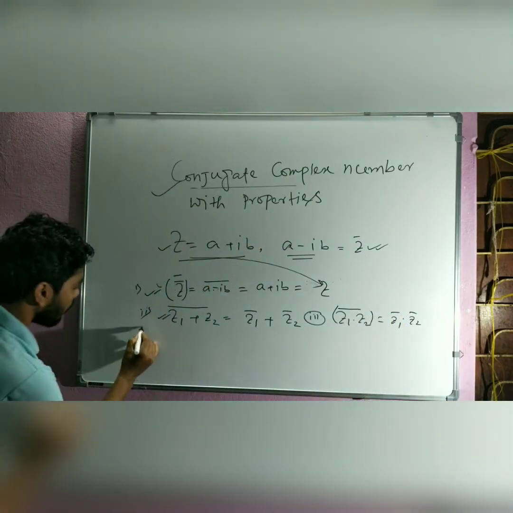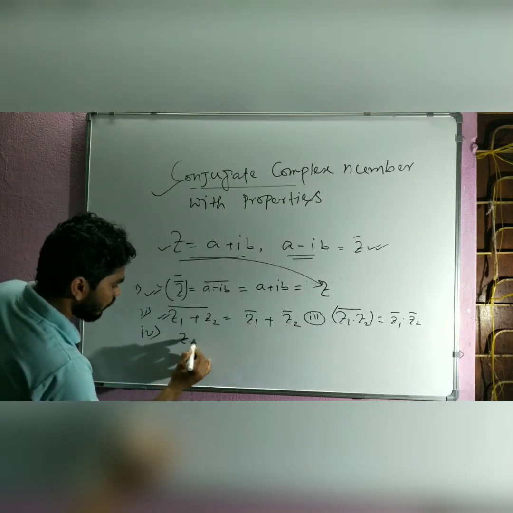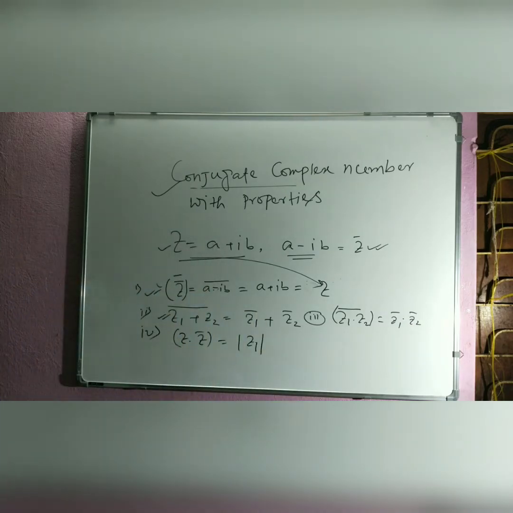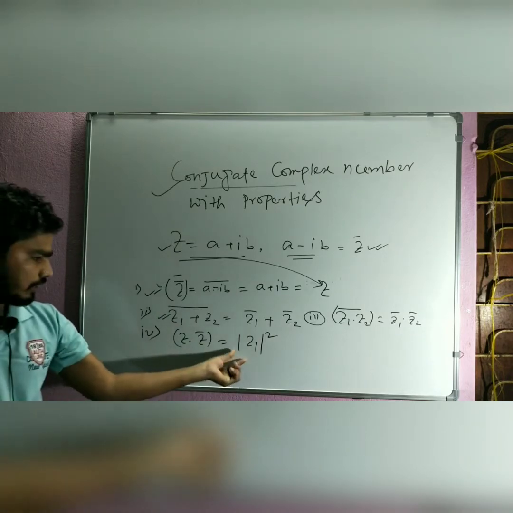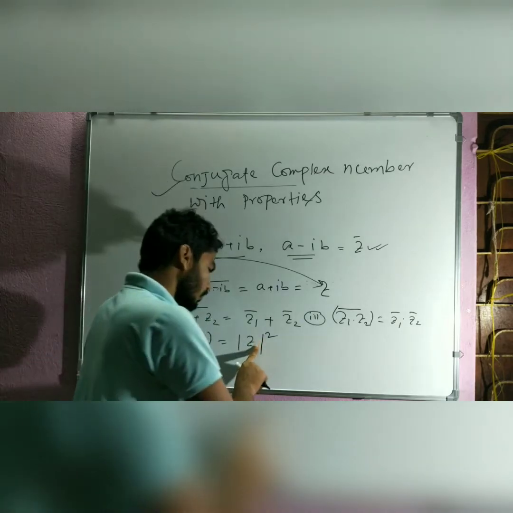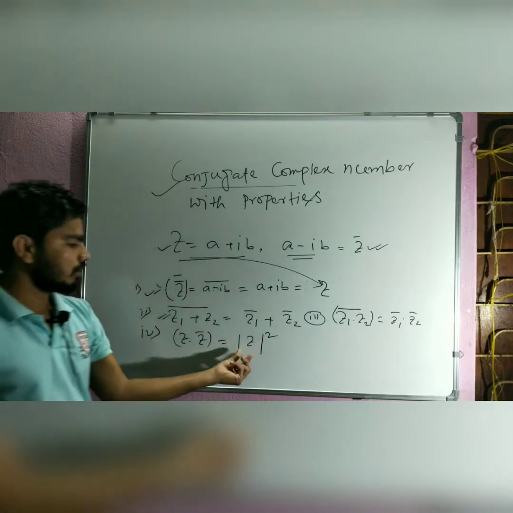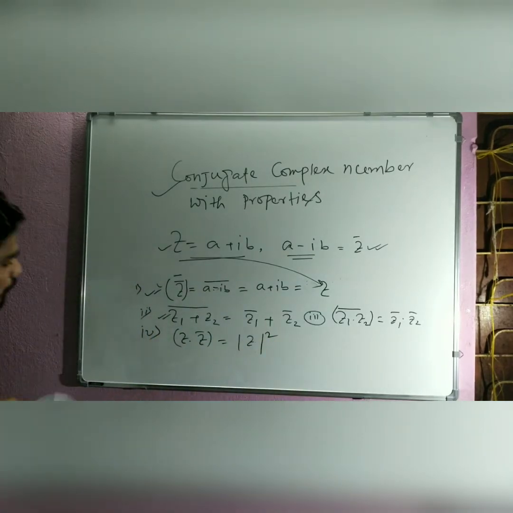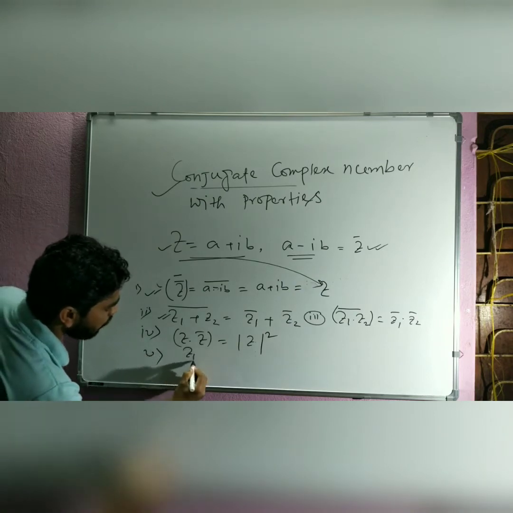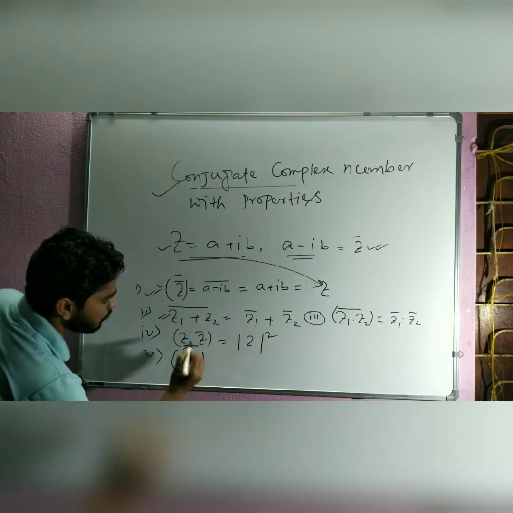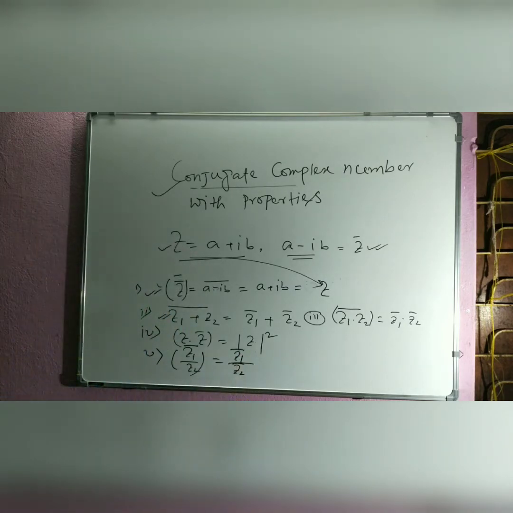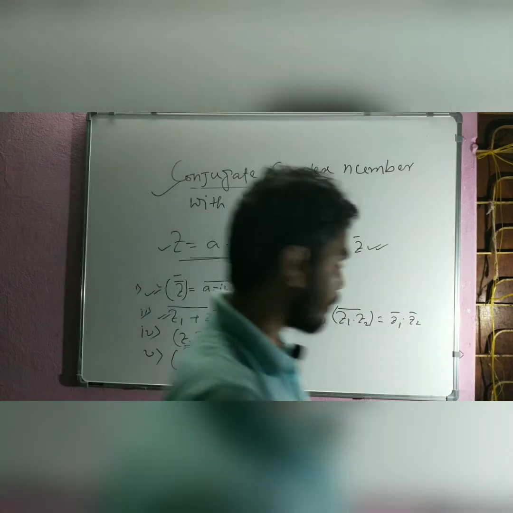Fourth property: z into z bar, the multiplication of a complex number and its conjugate, equals the modulus squared, the square of the modulus value of z. This is the fourth property. And the fifth property: z1 divided by z2, then the conjugate equals z1 conjugate divided by z2 conjugate. This is the fifth property of complex numbers.